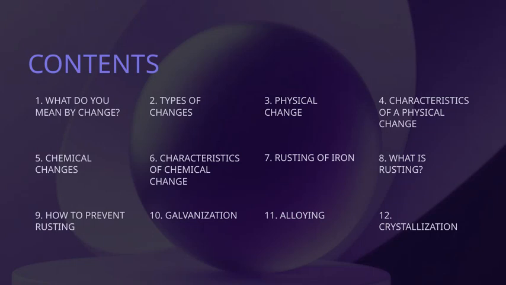Let's start with understanding what we mean by change. Change refers to the process by which something becomes different from its original state. In science, we categorize changes mainly into two types, physical and chemical. Recognizing these types helps us understand how materials behave and interact in various environments. As we go through the presentation, we'll explore these changes in detail, highlighting their characteristics and significance.